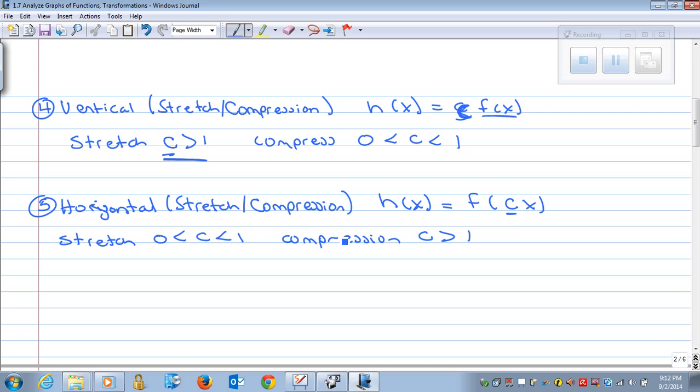Horizontal, you have the same thing except that your c value, your multiplier, is on the inside with x, so it's going to happen with x. And remember, horizontal transformations happen opposite of what we think. So if c is a fraction, you're actually going to stretch, and if c is greater than 1, like 2, 3, 4, etc., you're actually going to compress. So for example, if c was 1/2, you would actually stretch by 2. If c were 2, you would actually compress by 1/2. All right, let's move on to 4 examples.